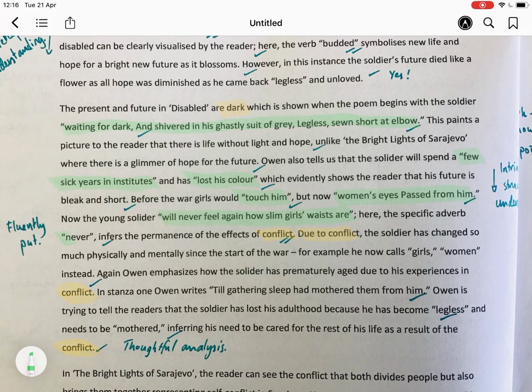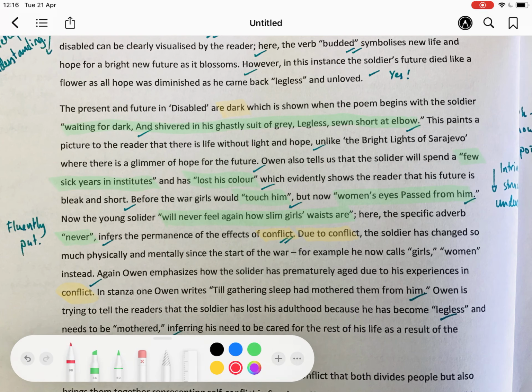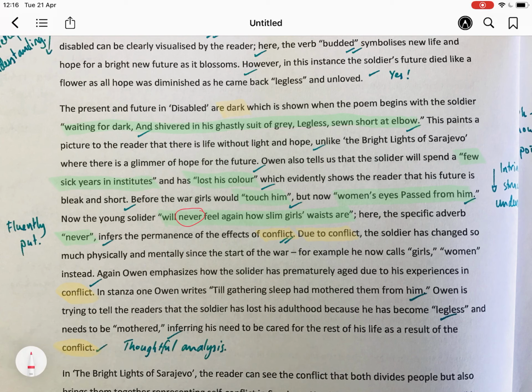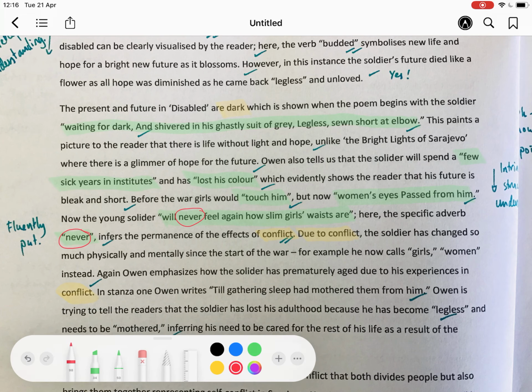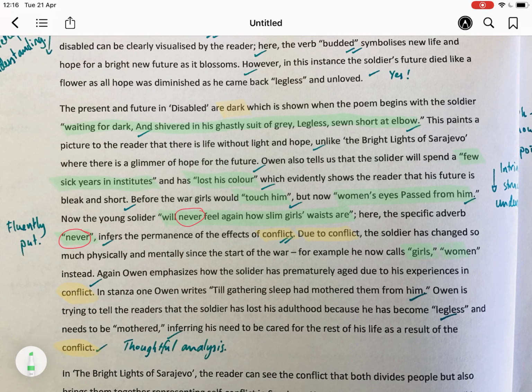We've then got the very smartly done taking out of a key word in a quotation. So they originally quote the word never to talk about what's going on with the soldier, but then they go into more detail about that particular word and how it works. But we're not done with the quotations yet. We've got girls and women and the student picking out that key idea there. Gathering sleep, legless and mothered. So even more frequent quotations in this one.